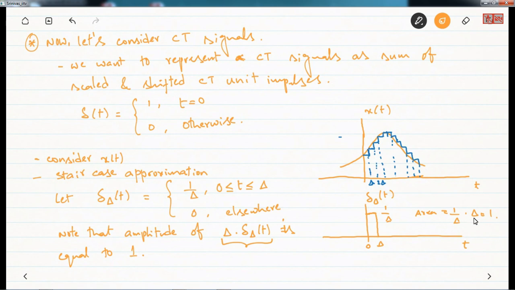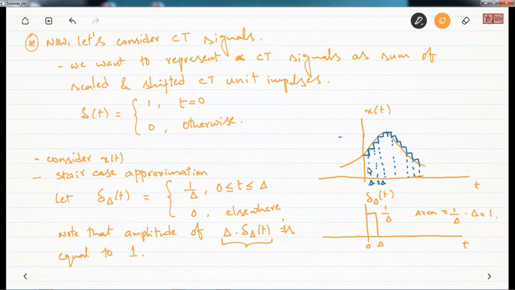So if I decrease this delta towards 0, the pulse width becomes smaller and smaller. The pulse width goes to 0 as delta goes to 0, and the pulse height goes to infinity. But the overall area of the pulse remains 1. Area is an indication of the energy, right? The energy in the signal is related to the area under the signal. So that remains 1. That is what happens to this delta of t.